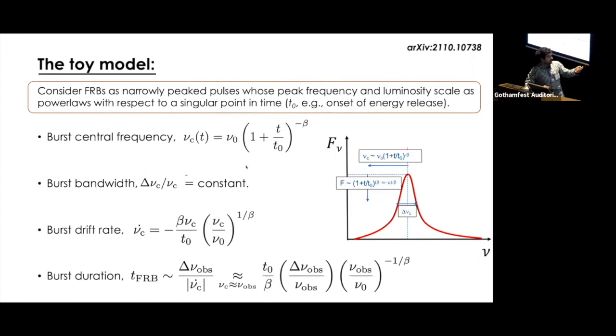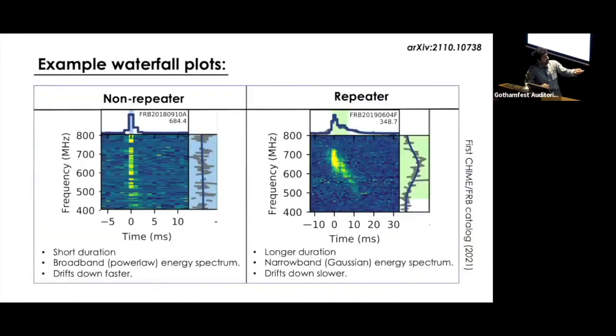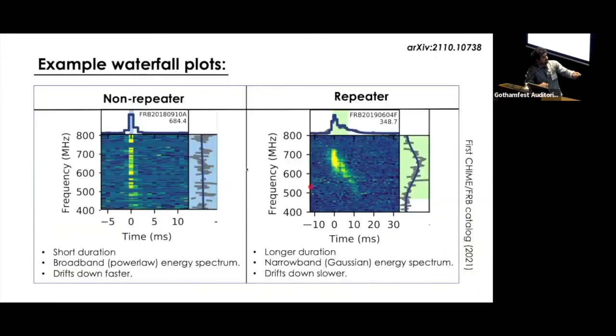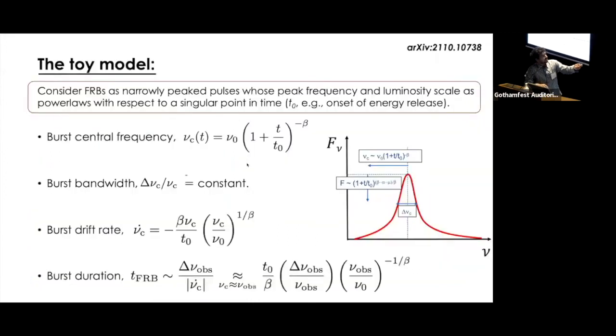The central frequency is, for example, at t equals 5 seconds, 600 megahertz. And then the instantaneous burst bandwidth is proportional to the central frequency. With these two, you can figure out what the burst drift rate is, just take a time derivative of this, and the burst duration of the FRB would be the burst bandwidth over the burst drift rate. So this is what the very simplistic phenomenological model is.